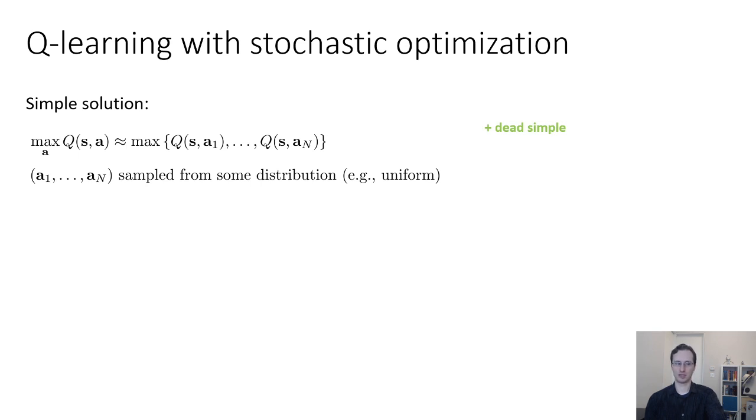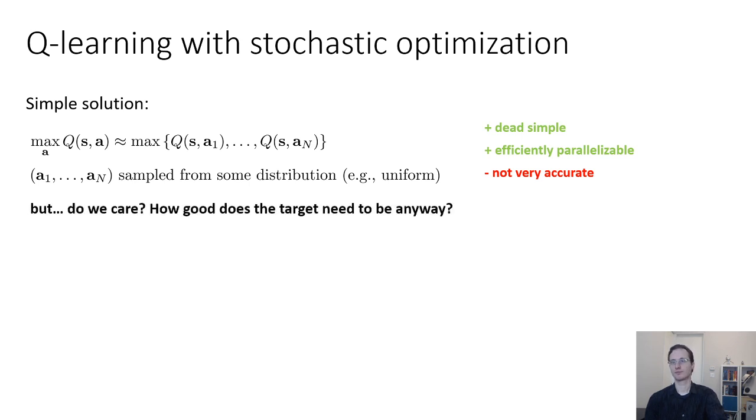This has the advantage of being dead simple. It's very efficient to parallelize because you can essentially use your favorite deep learning framework and just treat these different actions as different points in a mini batch and evaluate all of them in parallel. The problem is that it's not very accurate, especially as the action space dimensionality gets larger. This random sampling method just doesn't actually give you a very accurate max. But maybe we don't care about that. Maybe if overestimation is our issue, maybe a worse max is actually all right.